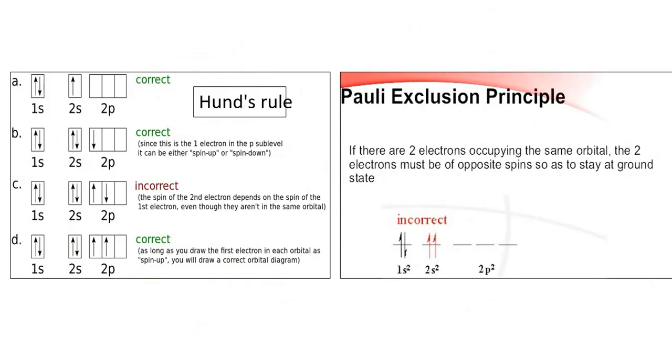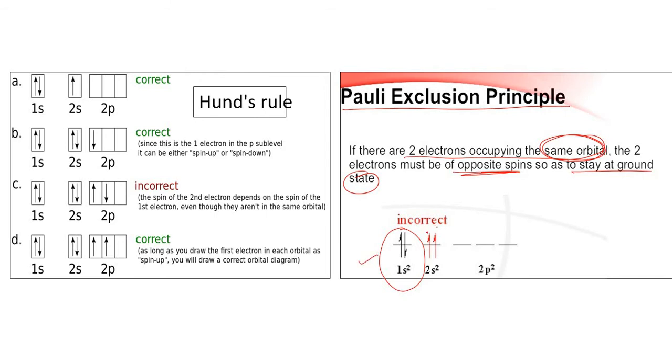Next we will have Hund's rule as well as Pauli's exclusion principle. Pauli's exclusion principle states that if there are two electrons occupying the same orbital, then the two electrons must be of opposite spins so as to stay in the ground state, right? Now let us concentrate here. You can see the 1s2 orbital. In the case of the 1s2 orbital, the two electrons have opposite spin. Then only it follows Pauli's exclusion principle.